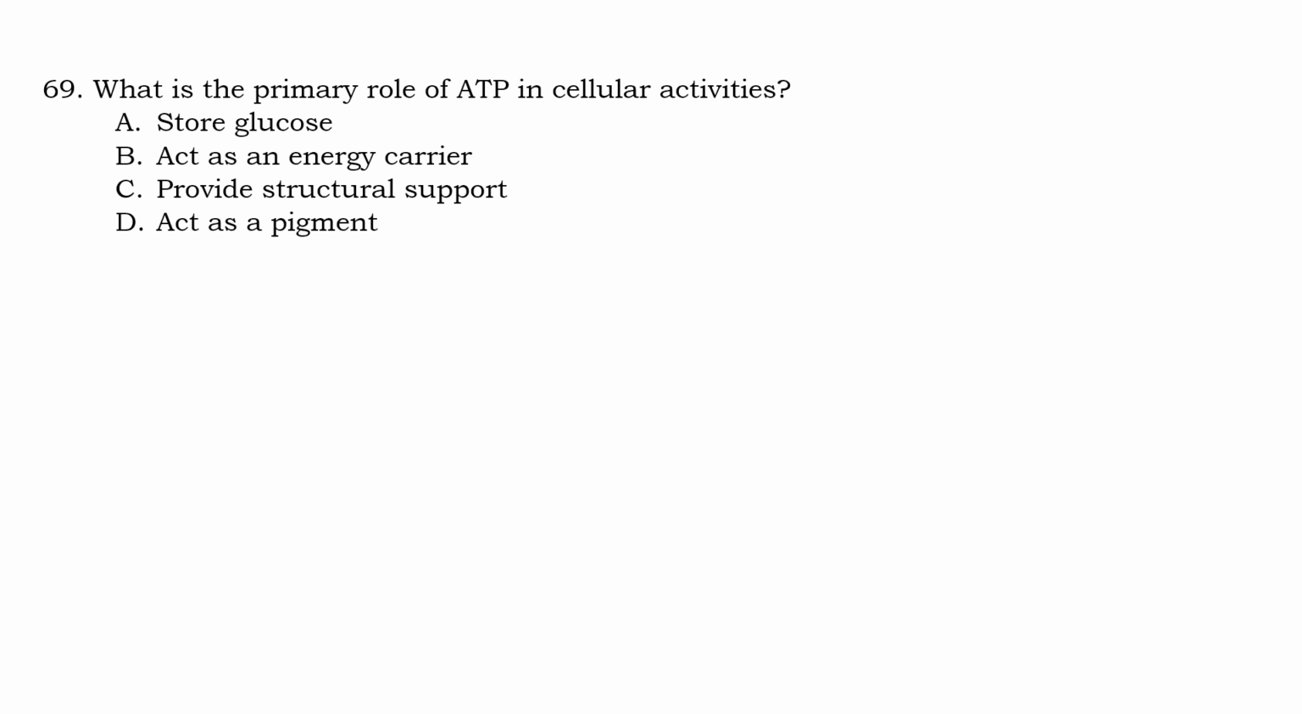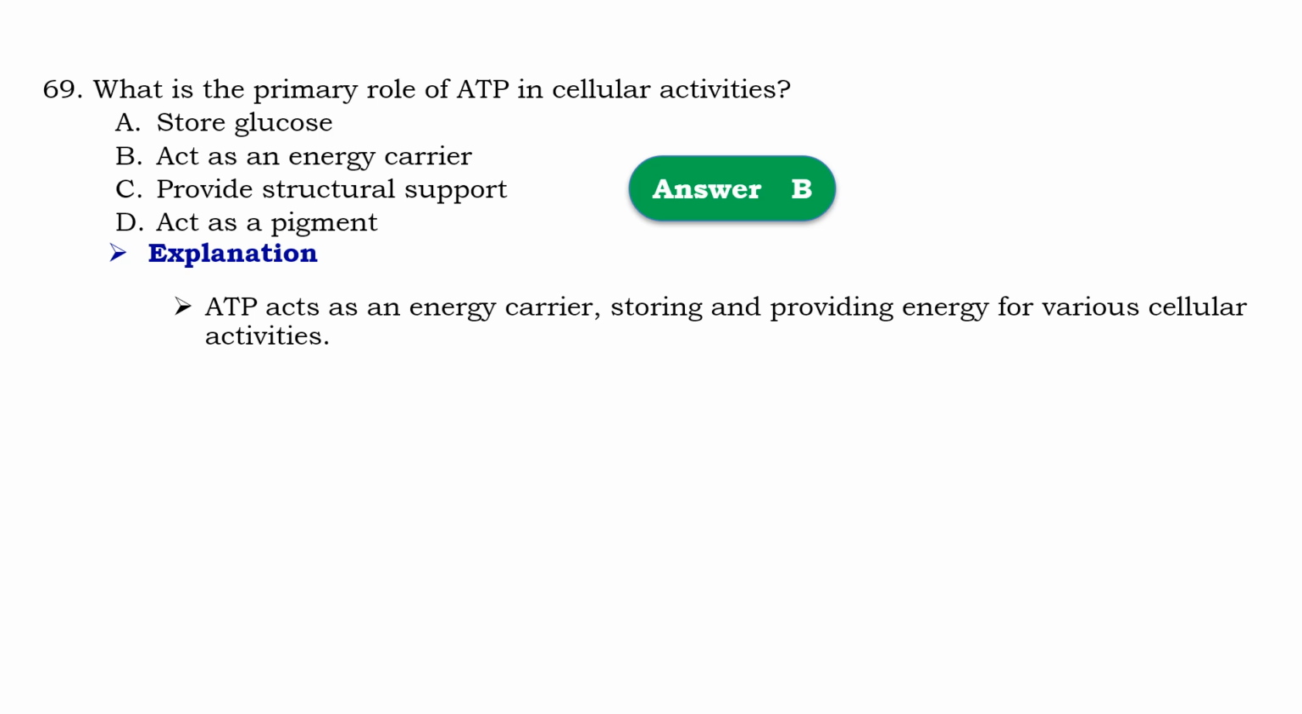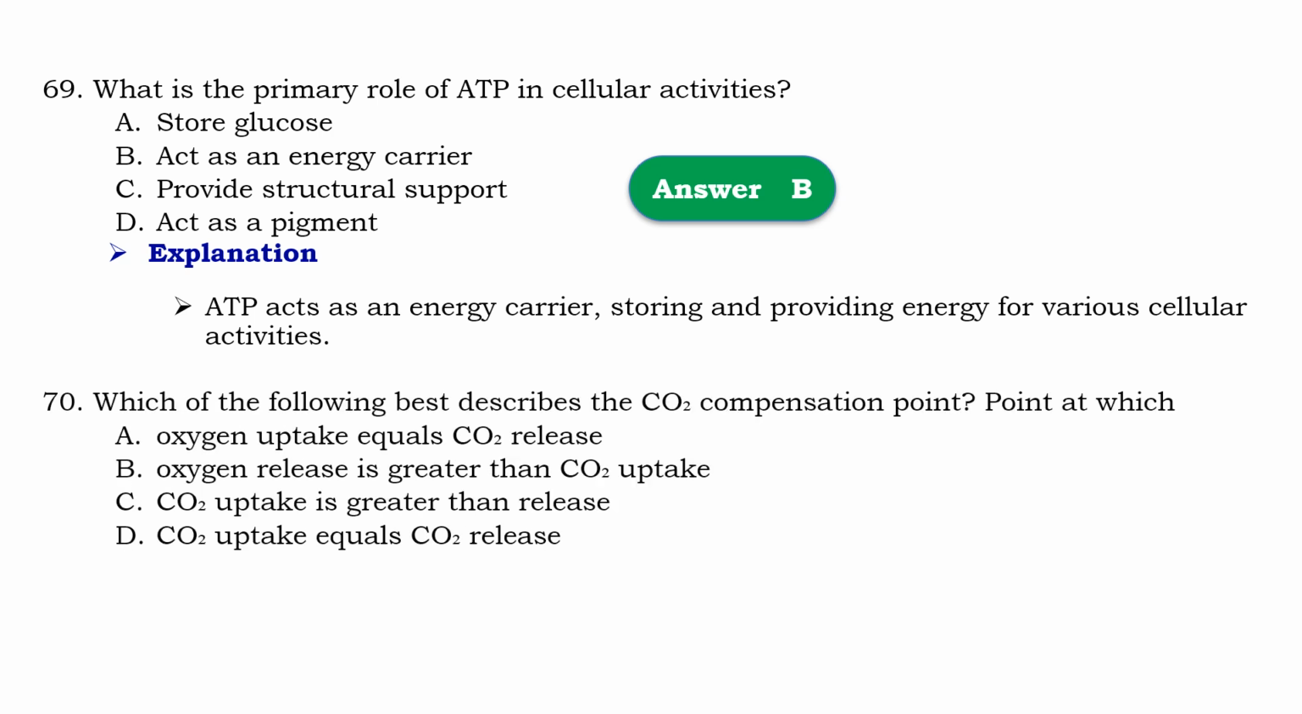Question number 69. What is the primary role of ATP in cellular activity? So that should be B. Acts as an energy carrier. Means that ATP acts as an energy carrier, storing and providing energy for various cellular activity.